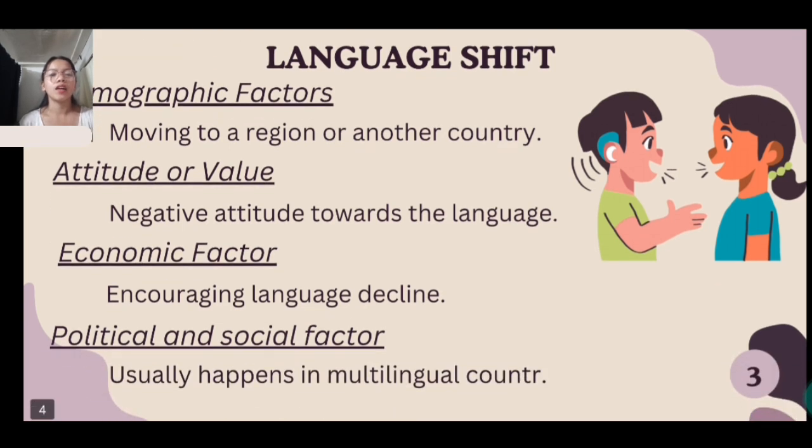The last one is political and social factors. This usually happens in multilingual countries. They influence language shift when governments enforce the use of an official language through policies in school, administration, and media. Social factors: individuals may adopt a dominant language to gain social status or fit into urban or elite communities.